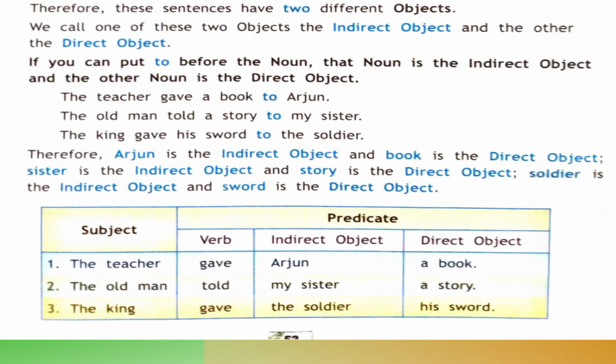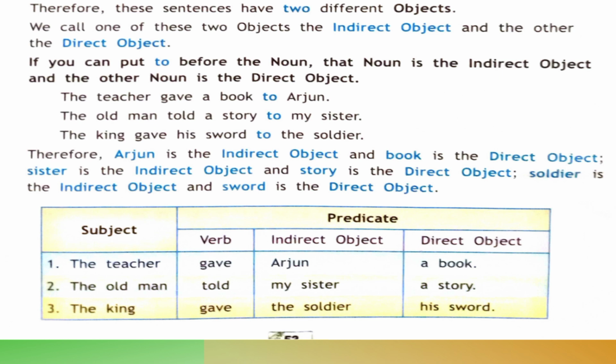Subject and predicate. The subject will be the teacher, yes or no? The teacher is the subject and gave becomes the verb. It's an action. Then the indirect object is what? Arjun. Why is Arjun the indirect object? Because it is a noun and I am able to place "to" before it. So it becomes the indirect object and the direct object will be a book. Understood, children? Let's see the next sentence.